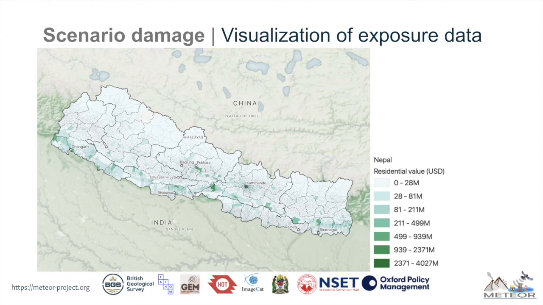Here's a visualization of the provided exposure data. In this case, we're looking at the structural residential value aggregated at administrative level 4.